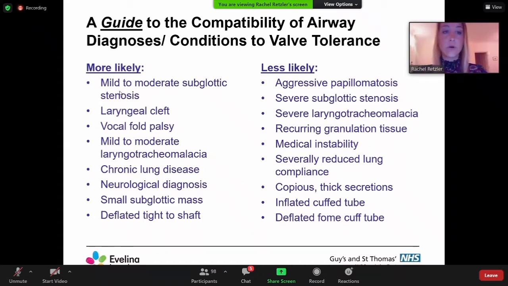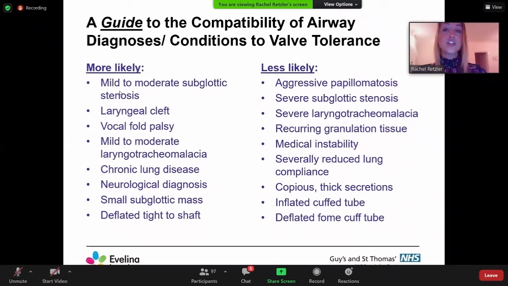Children that are more likely to tolerate a one-way valve could be children with mild to moderate subglottic stenosis, laryngeal cleft or vocal cord palsy, mild to moderate laryngotracheomalacia or chronic lung disease, neurological diagnoses, small subglottic mass, or deflated tight to shaft tubes. What all these children have in common, you may wonder, and may have already picked up, is that these children typically have more patent upper airways and less obstruction. So again, as we discussed earlier, the more patent and open your upper airway, the easier it will be for a child to breathe on a valve, because their exhaled air has to be able to exit up out the upper airway, because it's no longer able to leave the way it came in because that valve is shut off.